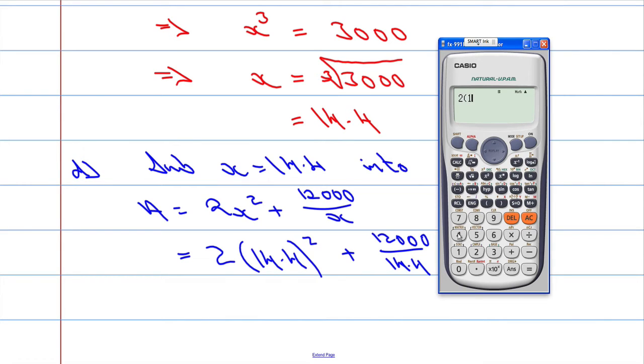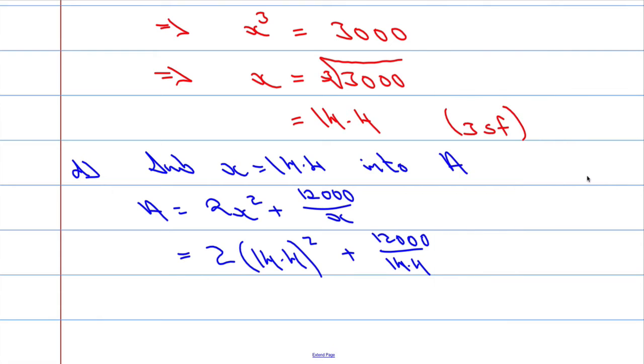2 times 14.4 squared plus 12,000 over 14.4. Let's go to three significant figures again. So to three significant figures, we get 1,250. So this is approximately 1,250 centimeters squared.